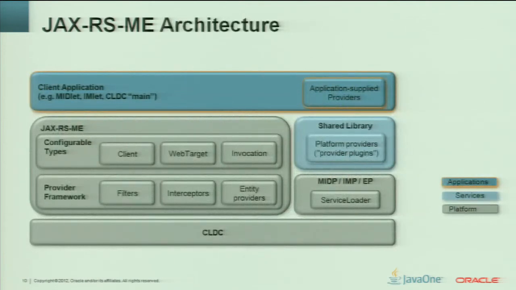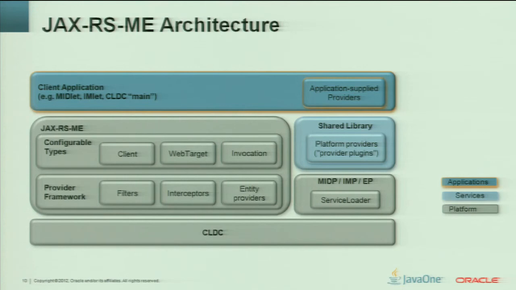A high-level architecture picture. Underneath we just have CLDC, and on top of that we have the JAX-RS-ME API and specification, which consists of a provider framework that allows you to configure, extend and modify the behavior of the API. We're coming to that in more detail later on. And we have configurable types. We have a client, a web target, which is a pointer to the server, and an invocation, which is basically a call to a method on the server. And on top of that, we have an application.